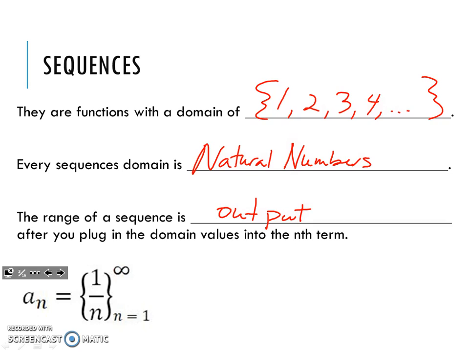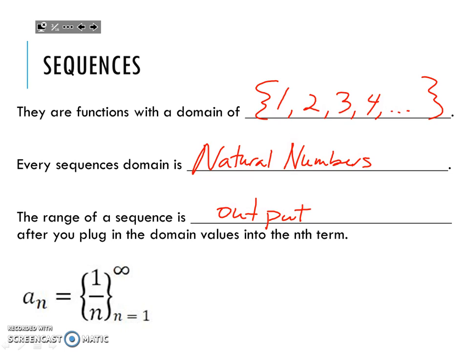So down below here we have a sequence, and you guys can tell this is basically just a function. Instead of f of x, it's a sub n, and that's 1 over n. Now the domain is always starting at 1 and going all the way to infinity. That's all this means. So our domain is going to be 1, 2, 3, 4 on to infinity.